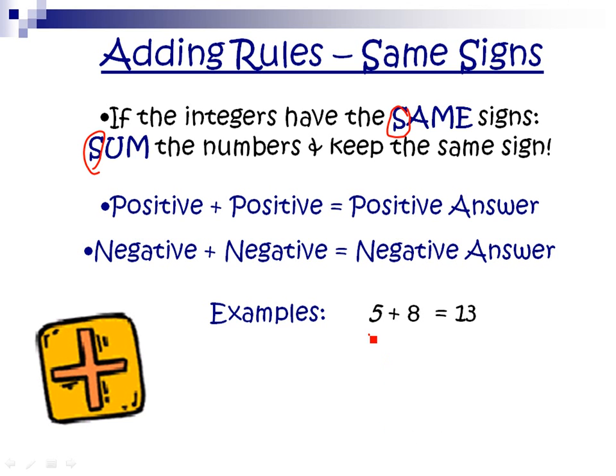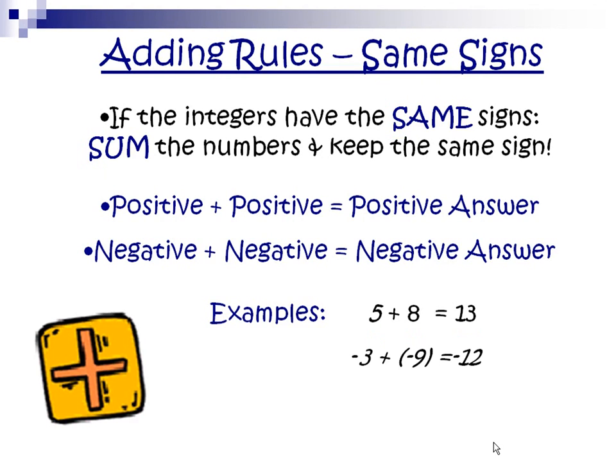You have 5 and 8. Both of these numbers are positive. So you really don't need to know a rule for this one particularly, but it just justifies that the rule is correct because 5 is positive here and 8 is positive. Therefore you get a positive 13.